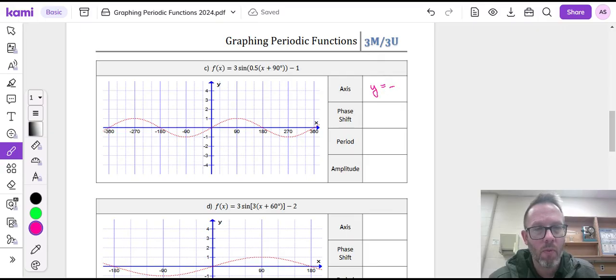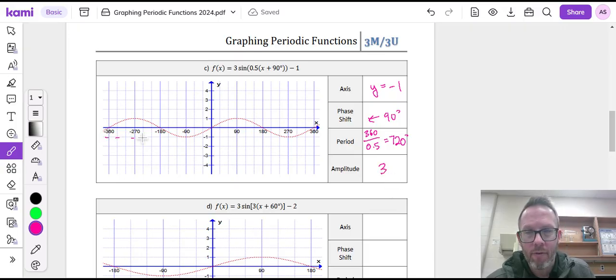Axis, y equals minus 1. Phase shift, because we're adding 90, the phase shift will be left 90 degrees. The period, I can see I'm multiplying x by a number, will be 360 divided by that number, which is 720 degrees in this case. And my amplitude is 3. Next step, draw on my axis.